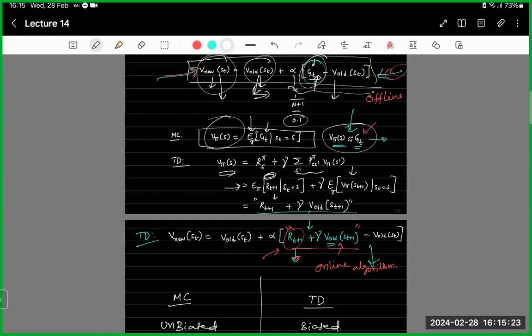That's called unbiased. But here, this is a biased estimate because the expected V old will not be equal to V pi of S T plus 1. So let's say you started this and V old of S T, you have initialized to something. When you are executing this for the first time, you add R T plus 1 plus, let's say, V old of S T, you took a 0 as your initial estimate. So you're adding R T plus 1 plus 0. So that part is contributing to some bias.